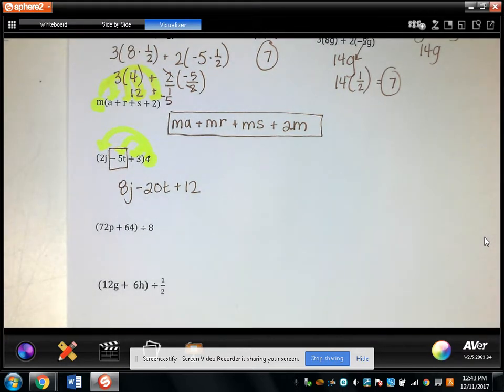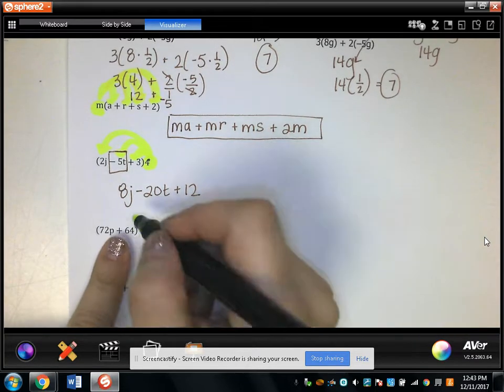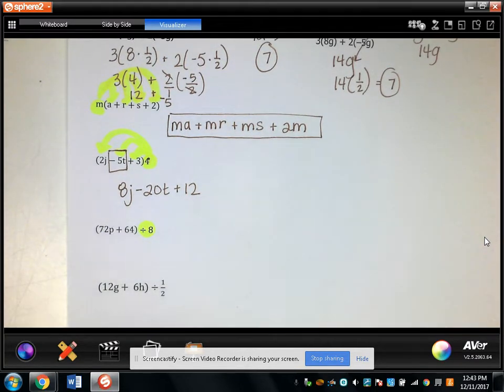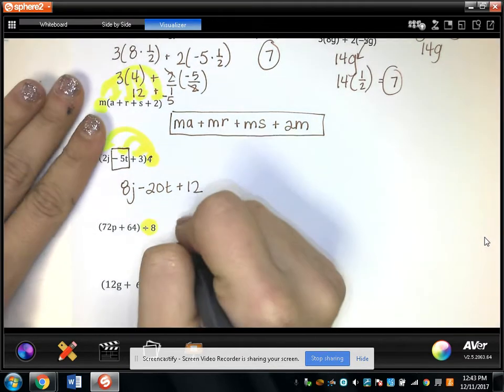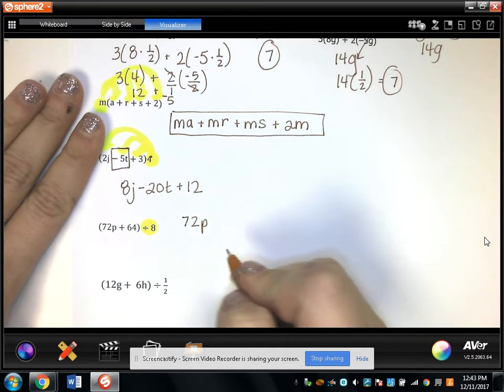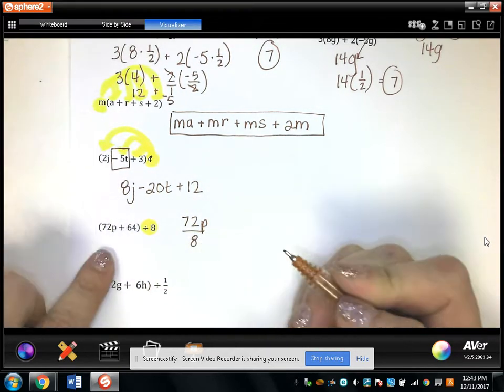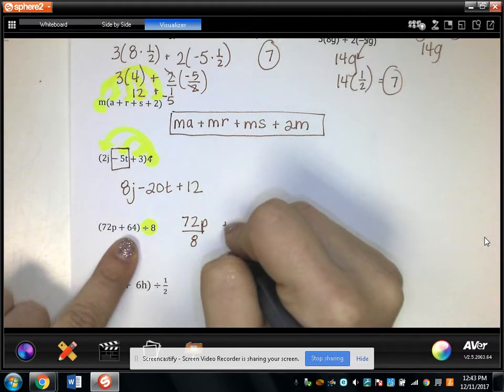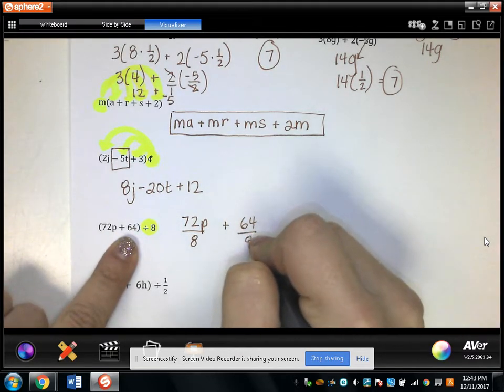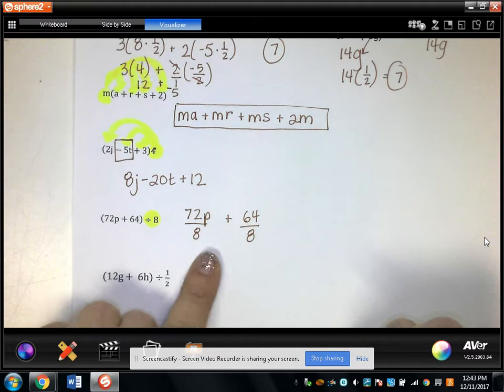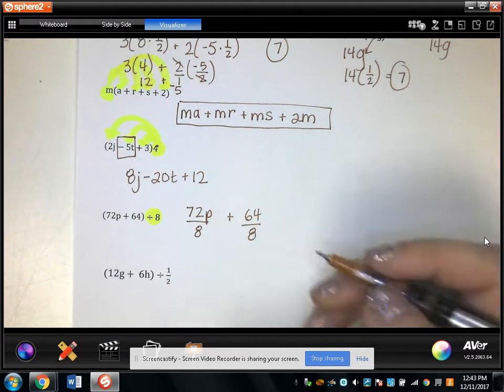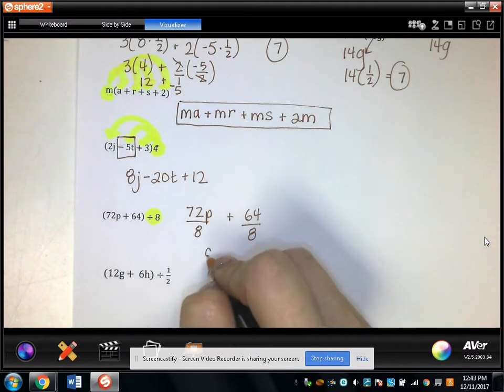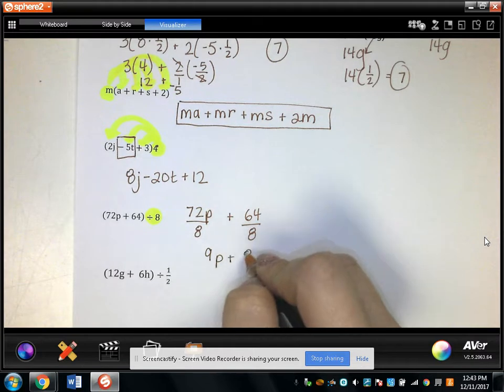Now what do we divide? We're dividing this group by this single term. So really what we're doing is we're doing 72p divided by 8 plus 64 divided by 8. We're dividing each of the terms inside parentheses by 8. So this is going to give me 9p plus 8.